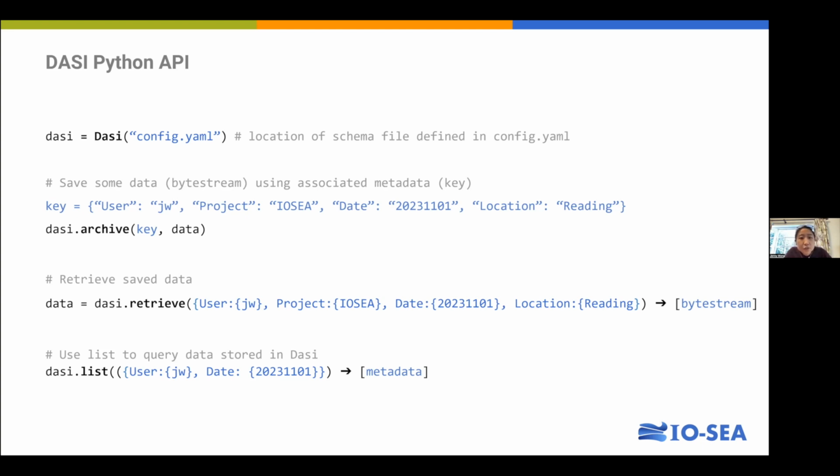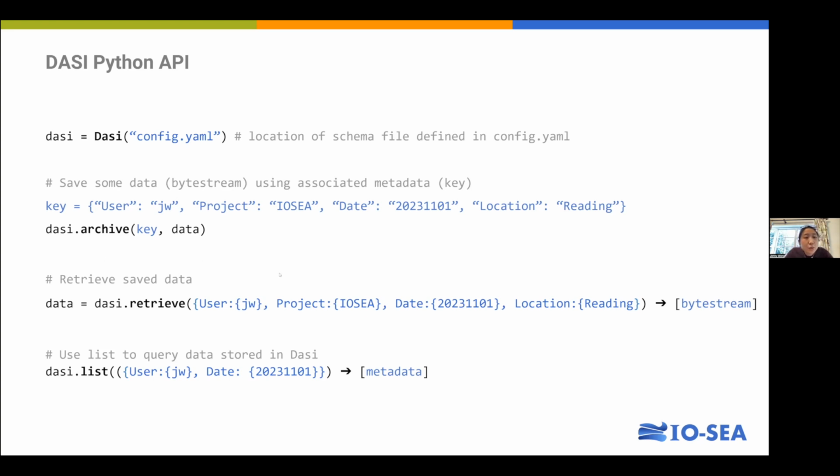And to retrieve the data that has just been archived, we call retrieve on the DASI object with this query that has the same set of metadata keys and values that we just used to archive it. There's a slight difference in the syntax between archive and retrieve, and this is just because when retrieving, you can actually put multiple values for each key in order to retrieve multiple data entries at once. So they're not just a single value inside. And this will return you all the data that matches the specified values in this first part of the key as a byte stream.